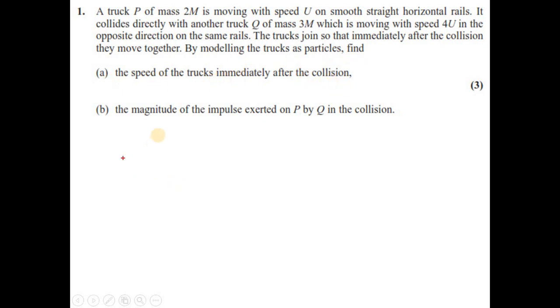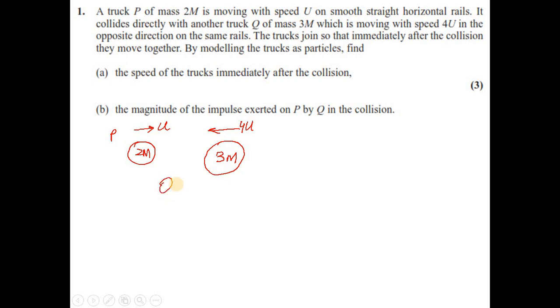So we have a situation of two trucks moving in opposite direction. Truck P has mass 2m and it is moving with the velocity of u. Let's suppose this is moving rightward, and we have another truck Q which has a greater mass than P, and also it is moving with the greater velocity than P. So it has a velocity 4u. Clearly Q has a greater momentum.